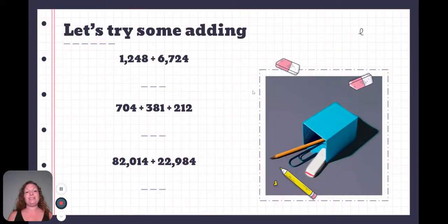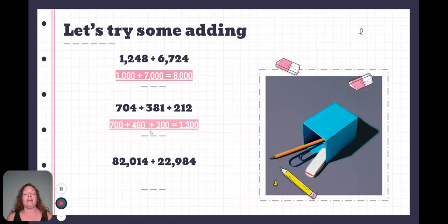Okay, we're going to practice some of these together. So I'm going to move a little slower. And I want you to either think or write. So 1,248, 2 is a wimp, plus 6,724, 7 is a bully. So if you thought to yourself 1,000 plus 7,000, you would be correct. Equals 8,000, excuse me. The next one, oh, sorry, I gave you the answer too quickly, but 704 bumps down to 700, 381 bumps up to 400, 212 bumps down to 200.